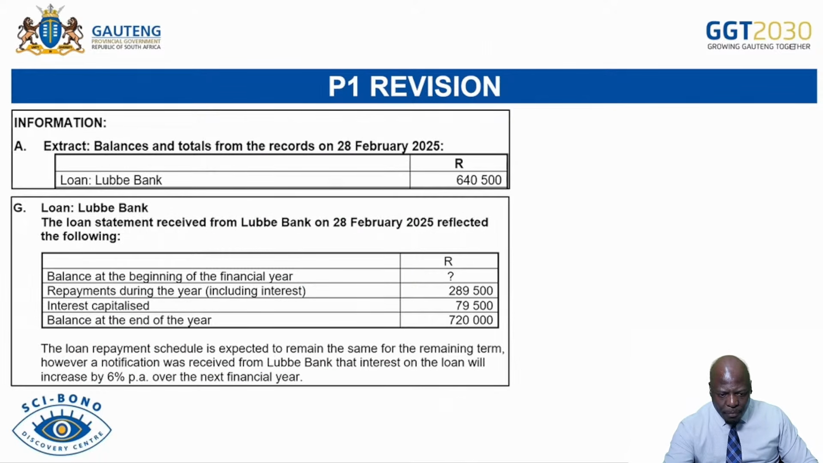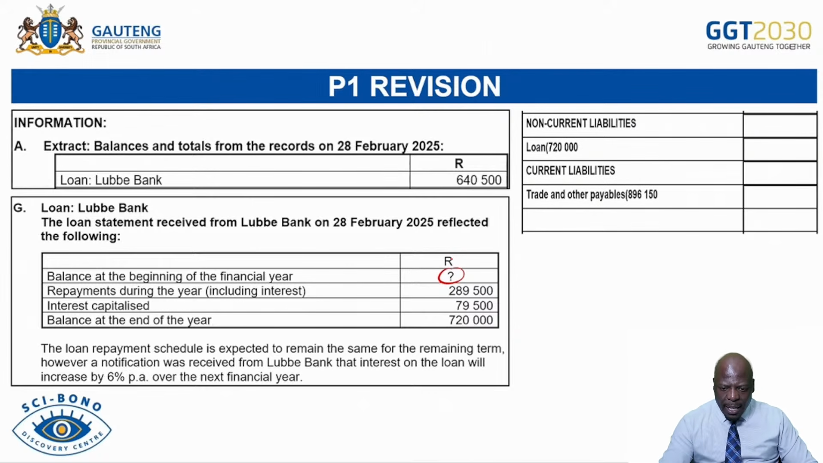When you come here, you will see that you have a loan adjustment and it reads, balance at the beginning was not given here. But remember, we're preparing the statement of financial position. So you're given the loan at the end, which is 720 over there. Now, we are told repayments during the year is 289.5. The loan repayment schedule is expected to remain the same.